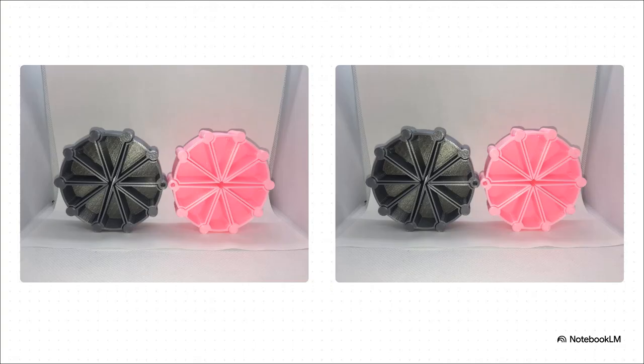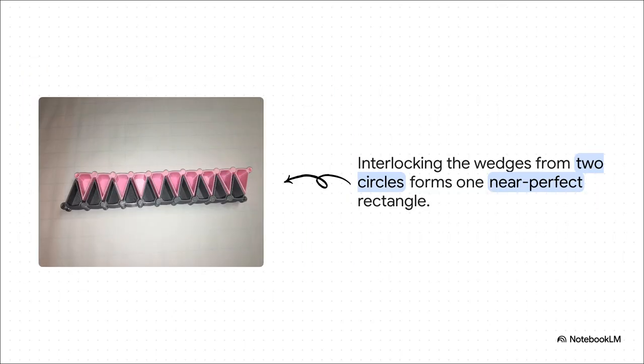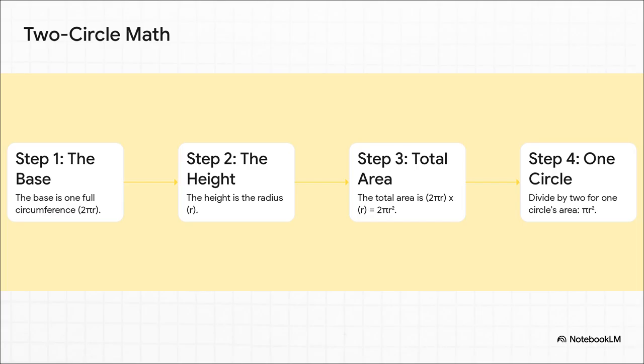This time, we're going to start with 2 identical circles, both sliced into wedges just like before. We've got our pink one and our gray one, all ready to go. And here is where the magic happens. By taking the wedges from both circles and interlocking them, we smooth out those bumps almost completely. What we get is one beautiful, near-perfect rectangle. It's so clean.